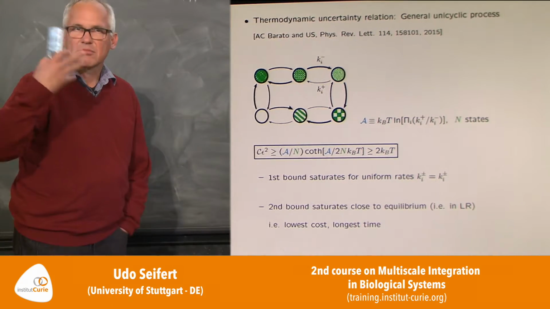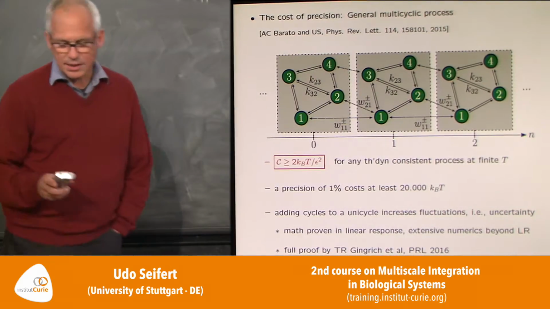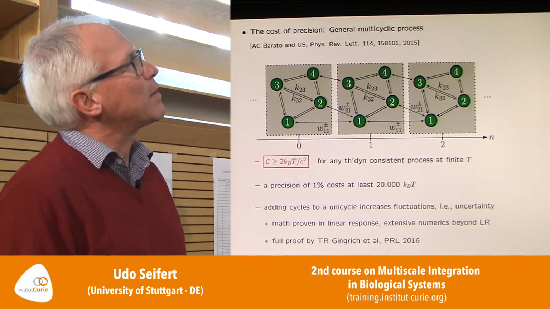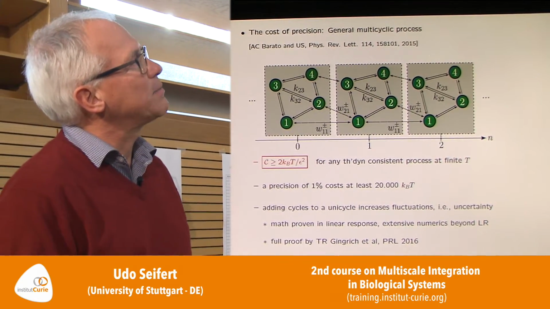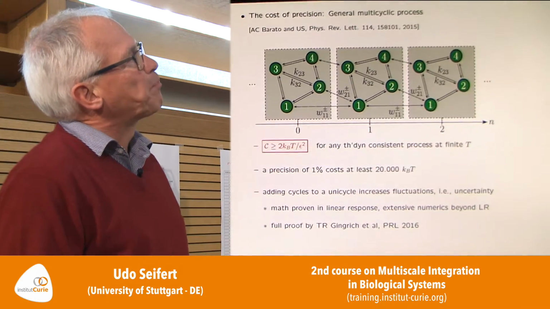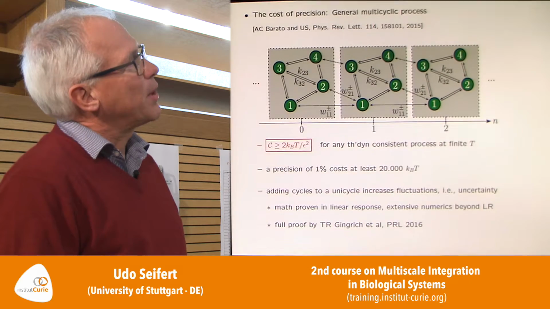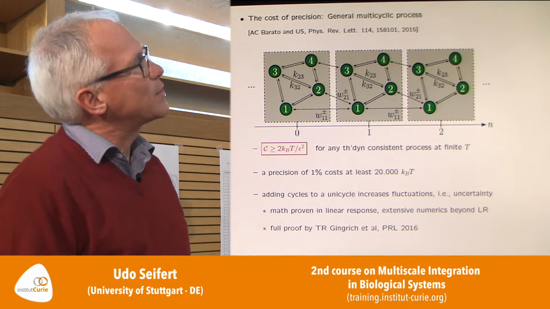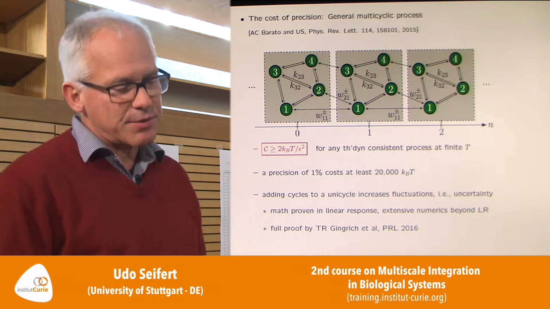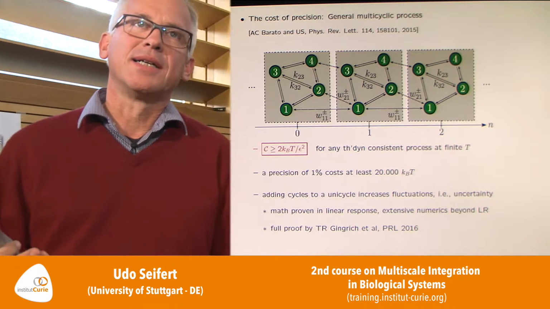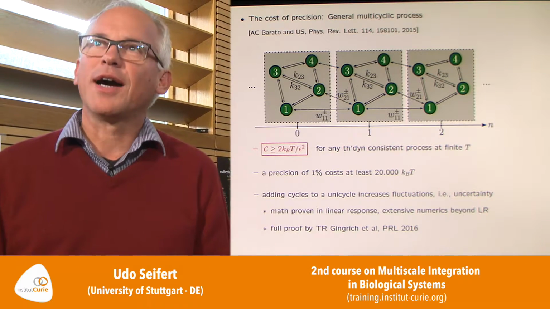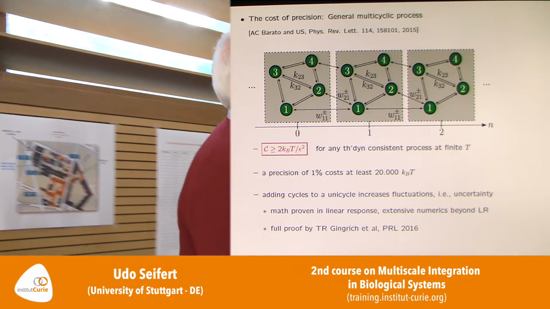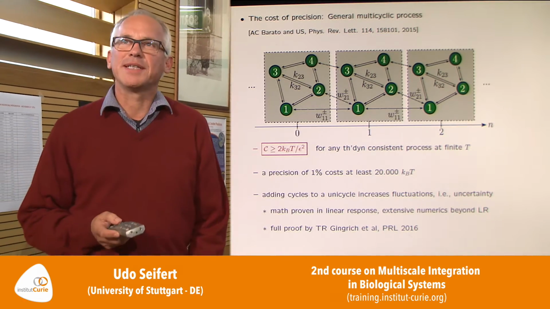What about more complicated processes which are certainly not unicyclic? So now you take just any network, any number of cycles, any connectivity, topology, whatever. The point is that you still have this fundamental relation. And to relate it to some numbers, suppose you want a process which is sharp on the level of 1%. Perhaps this is not too much to ask for, but this relation will tell you that whatever you do, however you wire your molecules, you have to pay at least 20,000 kBT.